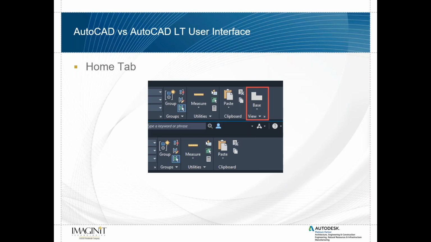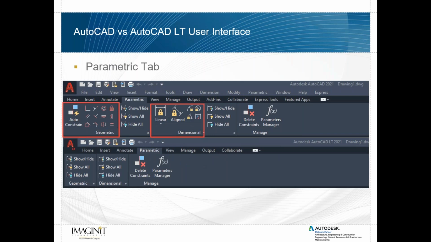Now we're going to go through and look at the user interface. What I'm going to be showing you is the differences in the user interface. AutoCAD will always be on top, and AutoCAD LT will always be below. In the Home tab, the only difference between the two programs is that you have a base view in AutoCAD, where you don't have that in AutoCAD LT.